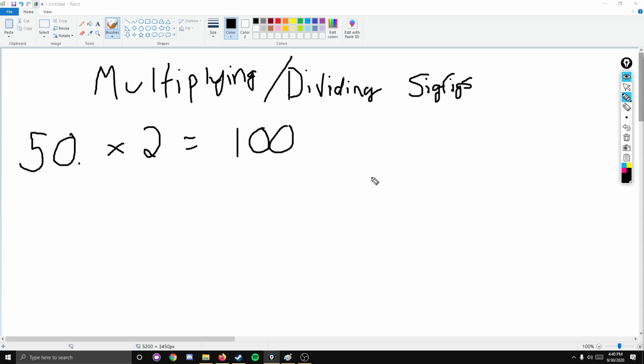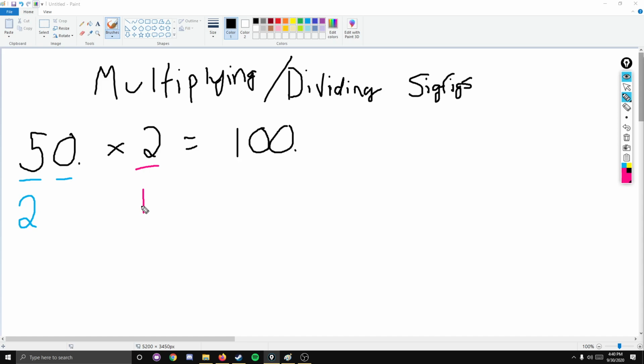Alright, now I'll put a decimal place there just so that we know that that is 100 point. Now we must count our sigfigs. For 50 point, the 5 is significant because it's a number 1 through 9, and the 0 is significant because there's a decimal place. So 50 has 2 sigfigs, while 2 only has 1.